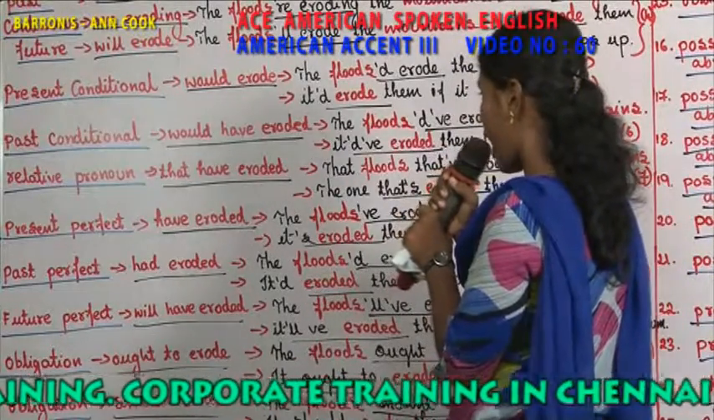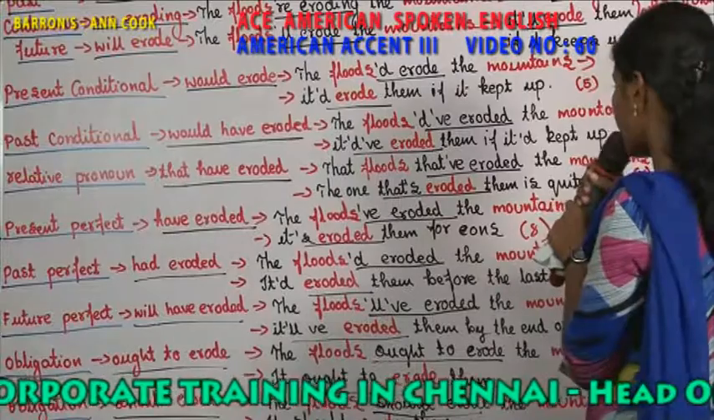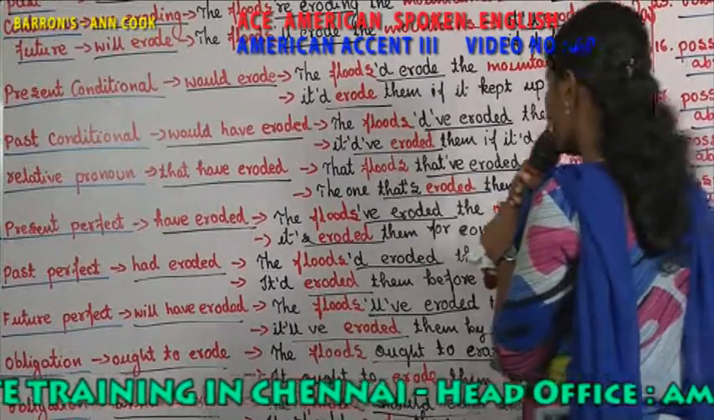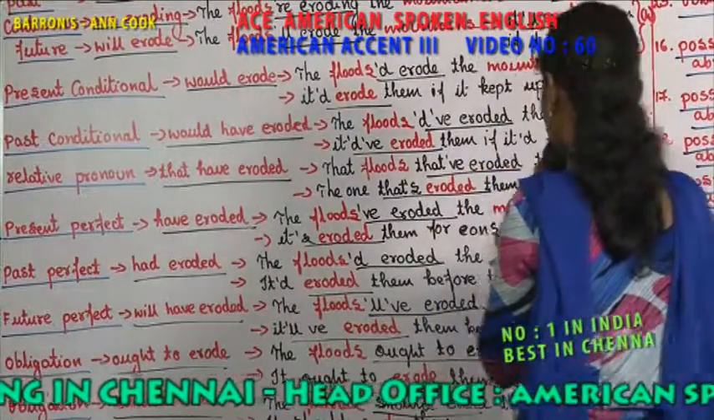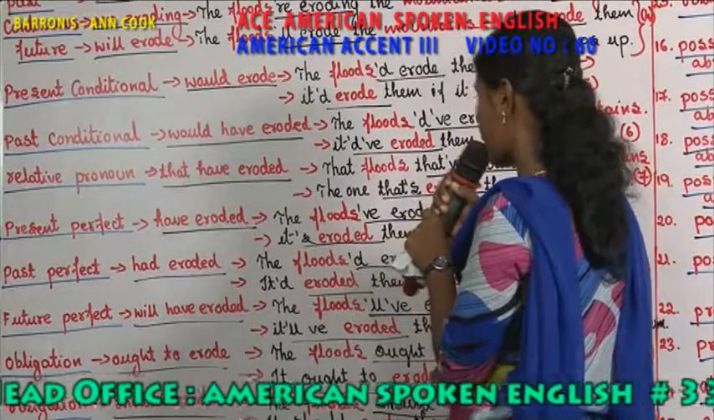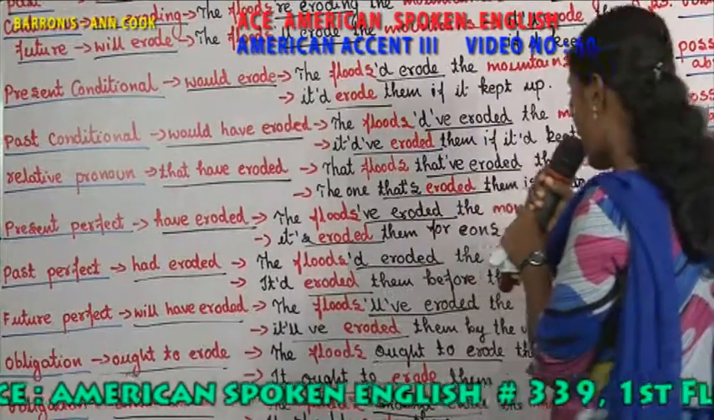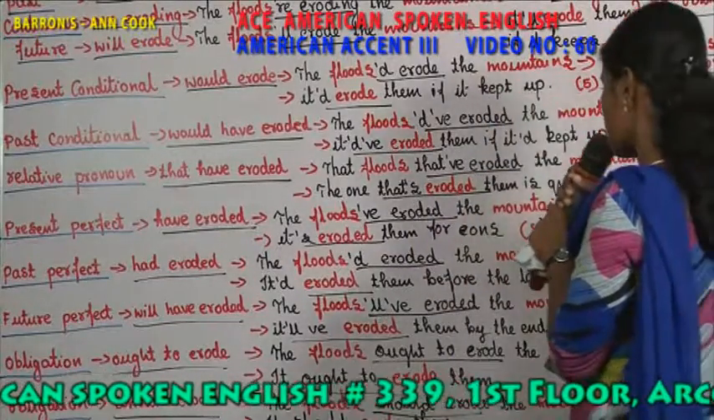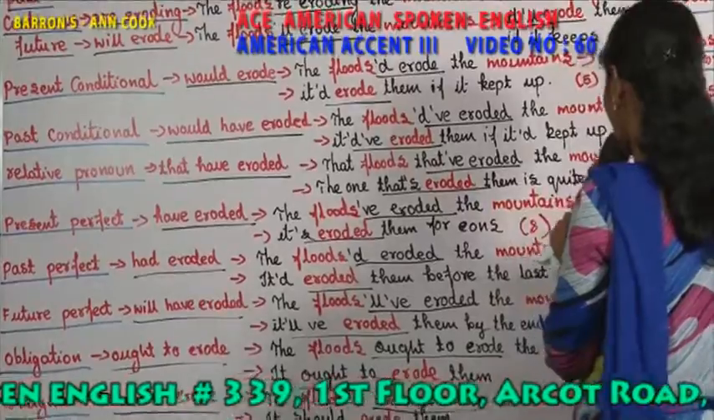Past perfect, had eroded. The floods had eroded the mountains. It had eroded them before the last ice age. Future perfect, will have eroded. The floods will have eroded the mountains. It will have eroded them by the end of the millennium.